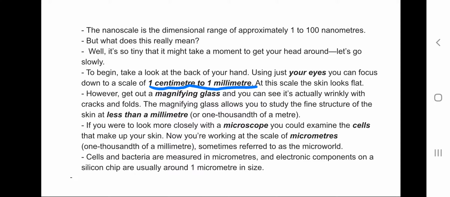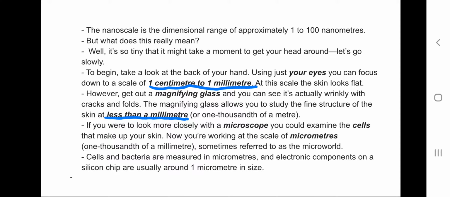Suppose we are using a magnifying glass. Observing our hand using a magnifying glass, we can see that the skin actually doesn't look flat. It has cracks, folds and wrinkles in it. So using a magnifying glass, we can study fine structures which are less than 1 millimeter. With the naked eye, we can see from 1 centimeter to 1 millimeter, and using a magnifying glass, we can see less than a millimeter.